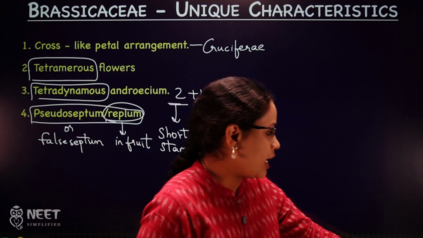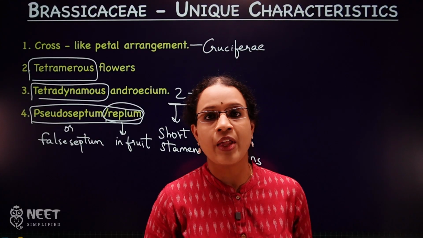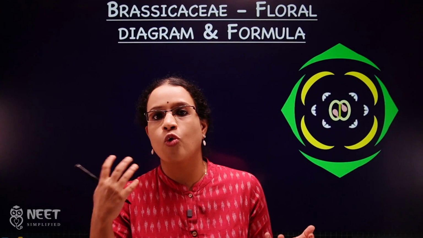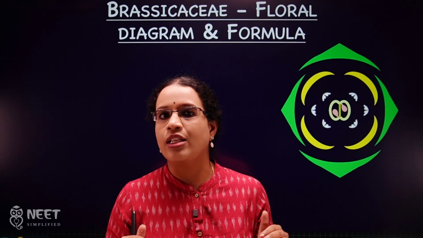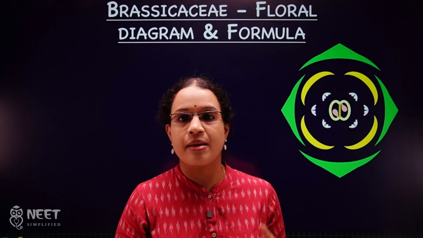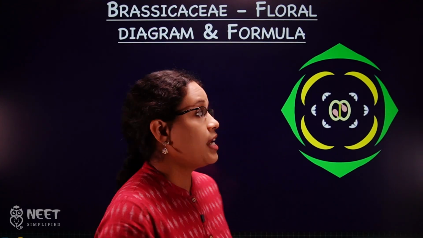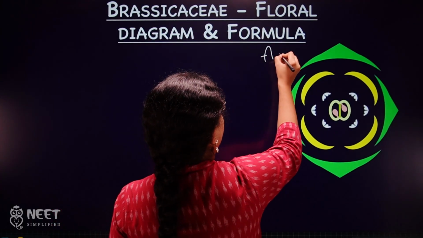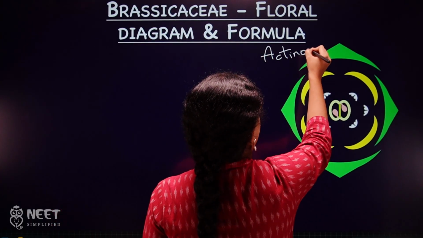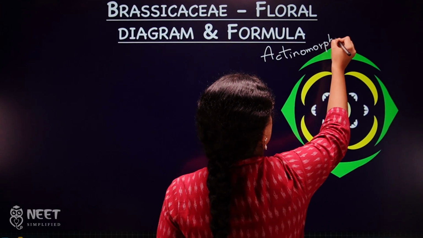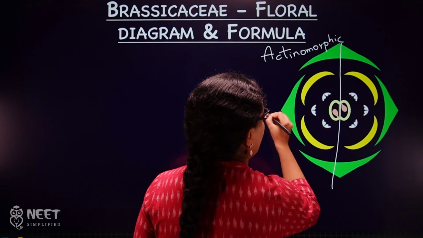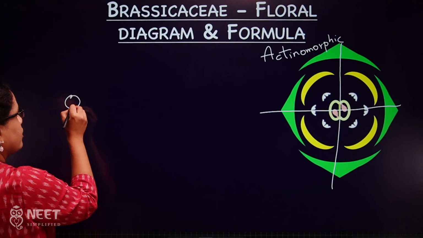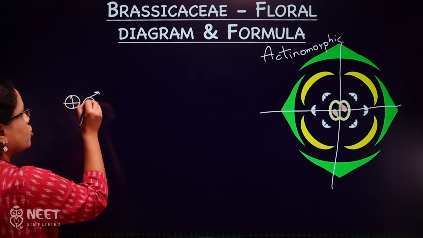Right, now let's very quickly move to the floral formula. In the case of Brassicaceae, some of the flowers are bracted, some have no bracts, so we're not going to represent that in the floral formula. We're going to understand the symmetry. Yes, symmetry is actinomorphic. That means you can cut the flower into equal halves in more than one plane, as you can see here, right? So the flowers are actinomorphic, they are bisexual.